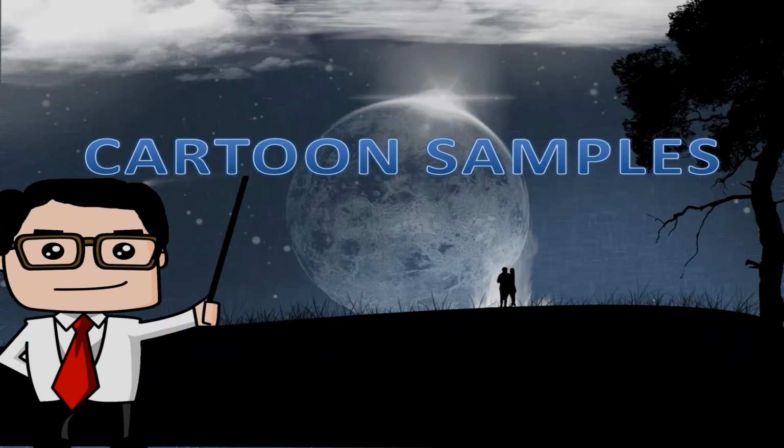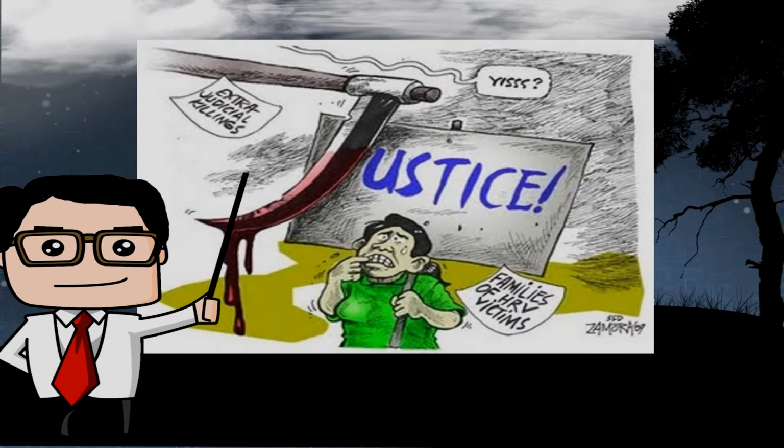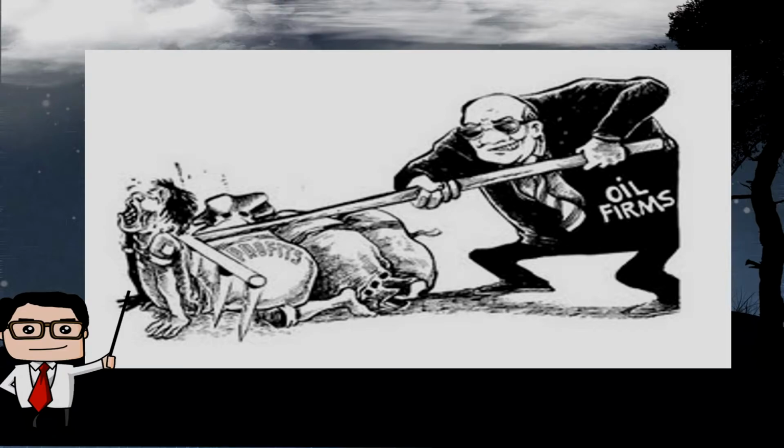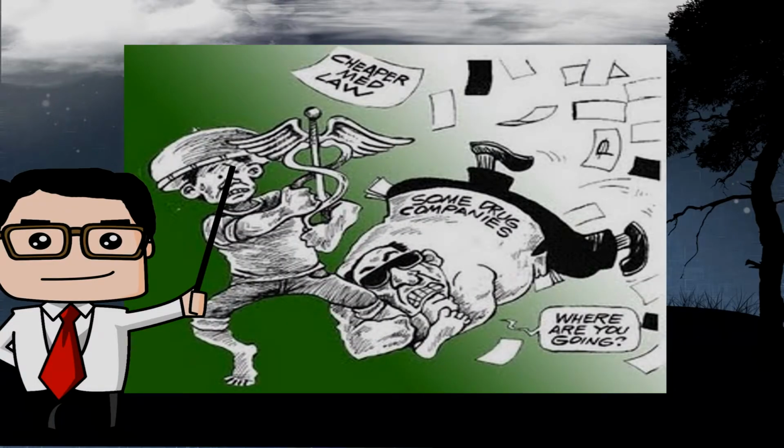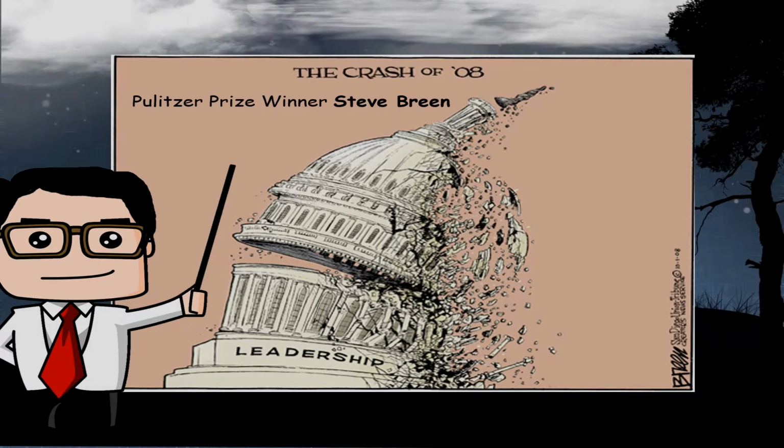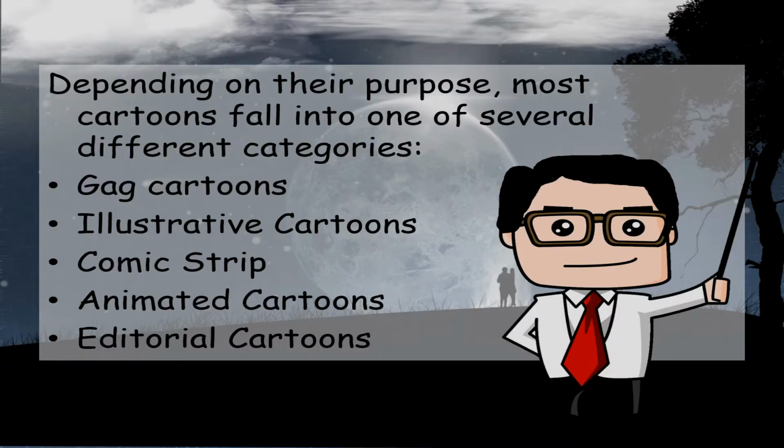Cartoon samples. Here are this one, this one, and this one. Types of cartoon. Depending on their purpose, most cartoons fall into one of several different categories. Those are gag cartoons, illustrative cartoons, comic strip, animated cartoons, and editorial cartoons. We are here in editorial cartoons.